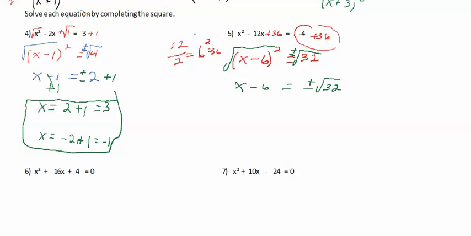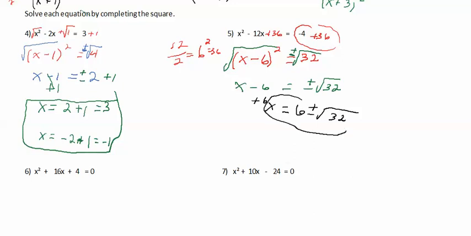And then I'm going to add 6. I'm going to add 6. So my answer is, at this point, x is going to be equal to 6 plus or minus the square root of 32.